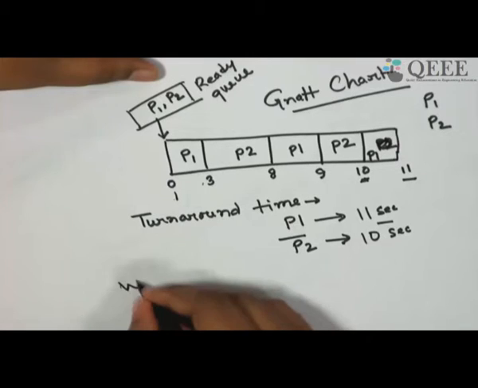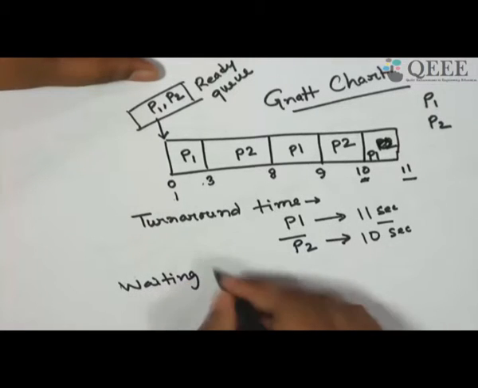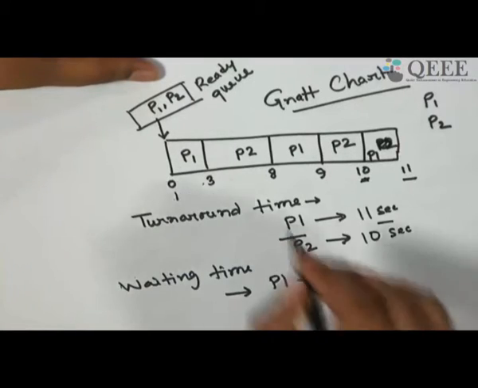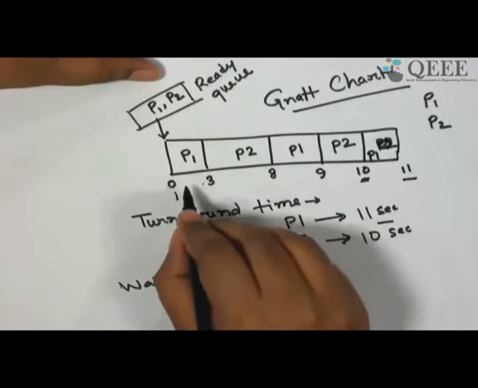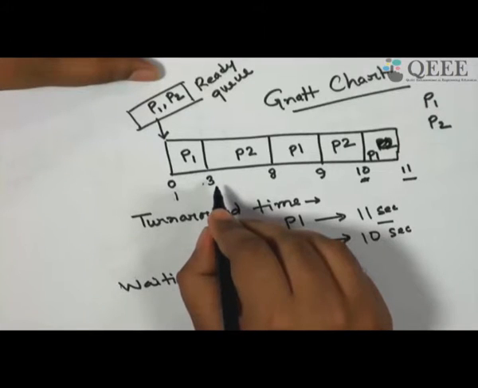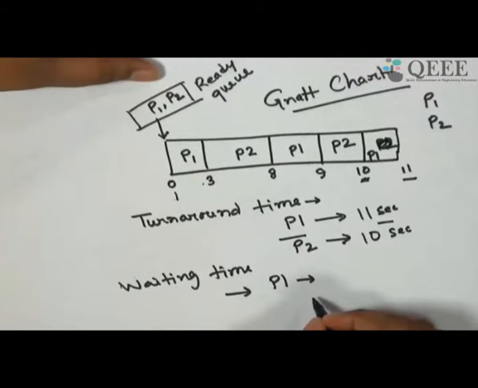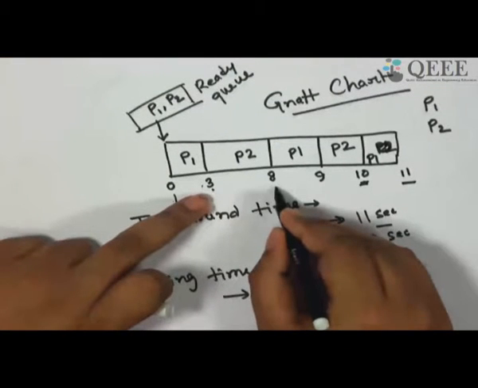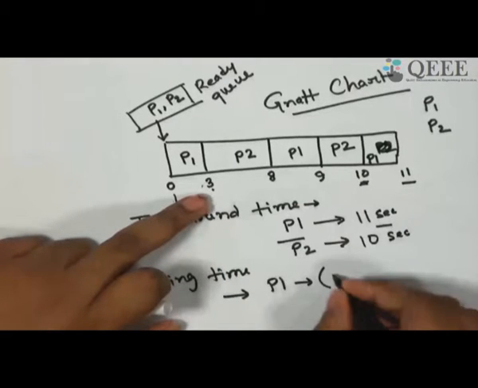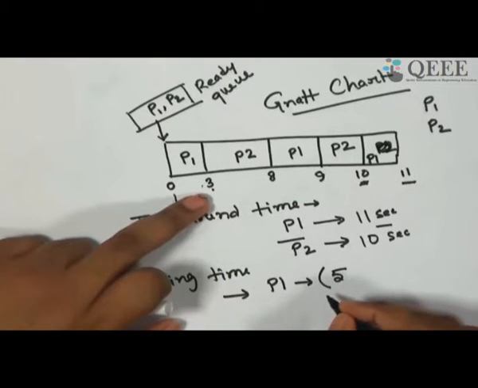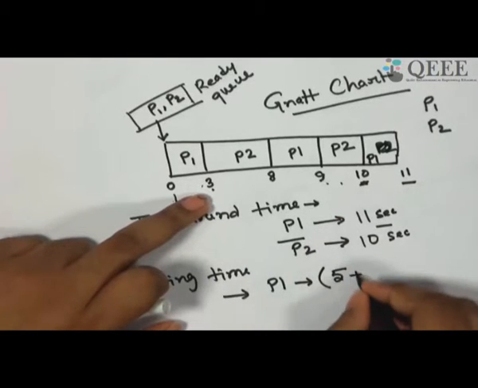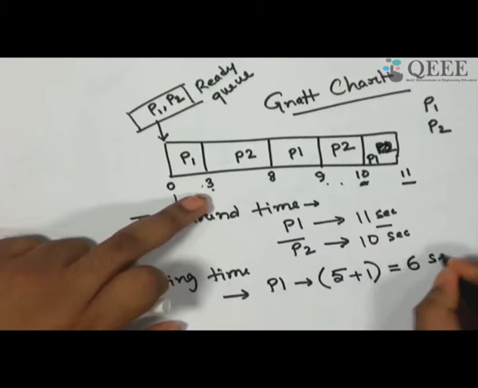Now if you look at the waiting time, how much time the individual processes wait in the ready queue. For P1, when P1 is not being executed, during that time it was waiting in the ready queue. From 3 to 8, P1 was in the ready queue, so for this 5 second duration, P1 was in the ready queue. Then from 9 to 10, this 1 second duration, P1 was in the ready queue. So it is 6 seconds.